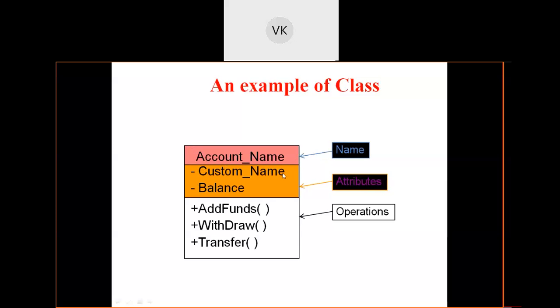What is in the second compartment? Customer name, balance, phone number, address, everything. But in this case, only two attributes are given, just as an example. It is a three compartment diagram for the account holder. The first is the account name, the second holds the attributes: customer name and balance. What operations can be done by the account holder? Adding funds, withdrawing money from the account, and transferring money from one account to another account.